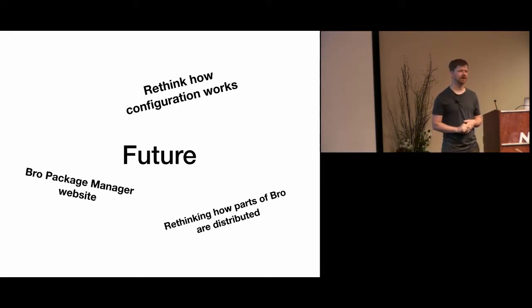I think there's some possibility to reconsider how some parts of Bro itself are distributed. Think of things like the policy directory. Those feel like functionality that should be in the Bro package manager and not necessarily shipped with Bro directly. So you can imagine maybe those get broken out into Bro packages, and then we can have mechanisms for easily installing all of those.